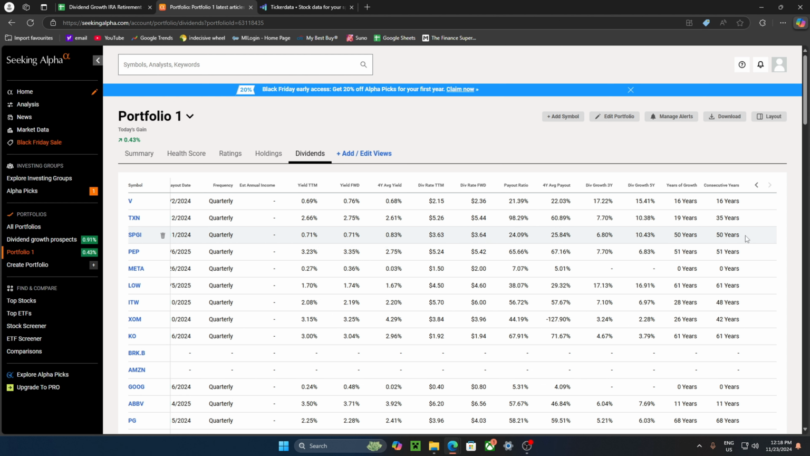S&P Global's got 50 consecutive years of paying dividends and dividend growth. That's awesome. Pepsi, 51 years. That's huge. They're dividend kings. Texas Instruments, we've got 35 years of paying a dividend.